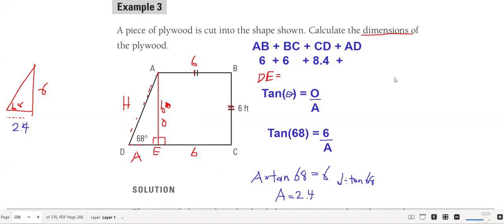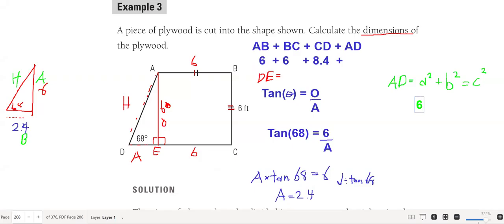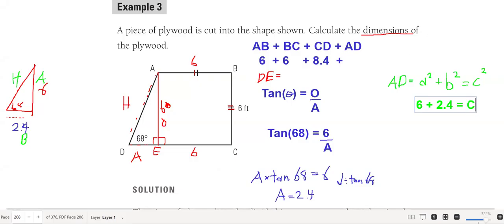I'm going to use green here. AD, I'm going to use Pythagoras, right? Which is A squared plus B squared is equal to C squared. See this triangle over here? This is my hypotenuse. And then it doesn't matter which one's A, it doesn't matter which one's B, it's all the same thing. So A squared is 6 squared plus B squared, which is 2.4 squared, is equal to C squared, which we don't know what that is yet.